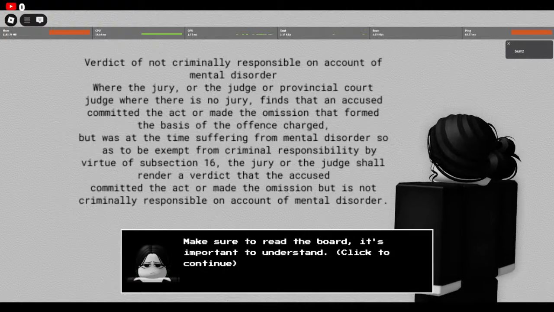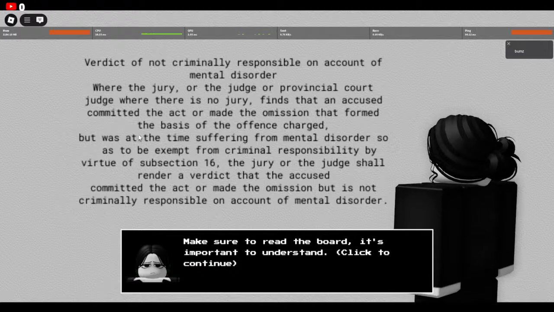What even is this? How do I say this? Verdict. Oh, verdict of not criminally responsible on account of mental disorder, where the jury or the judge or provincial court judge finds that an accused committed the act or made the omission. Omission? Was that meant to say obsession or omission? Omission that formed the basis of the offense charged.